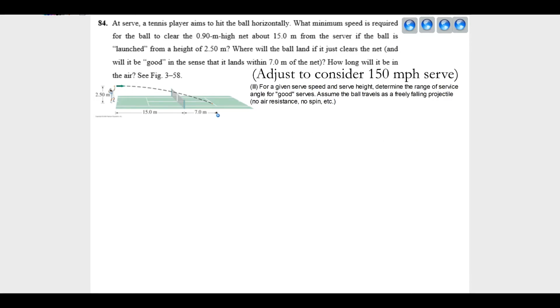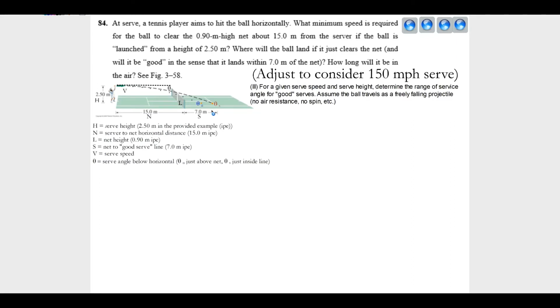The first thing I did is I looked at this diagram and said, well, I want to use variables throughout so that I can come up with a generic solution. So I updated the diagram to include these kinds of things. Instead of the given values of 2.5 meters and 15 meters and 7, the 15 and 7 meters are going to be standard for a tennis court, but the 2.5 meters would certainly vary, as well as the velocity. So I just used symbols throughout, and down here you can see what I'm using to describe this process up here. Critical here is that the serve speed v is something that I'm going to adjust to see the impact of it.